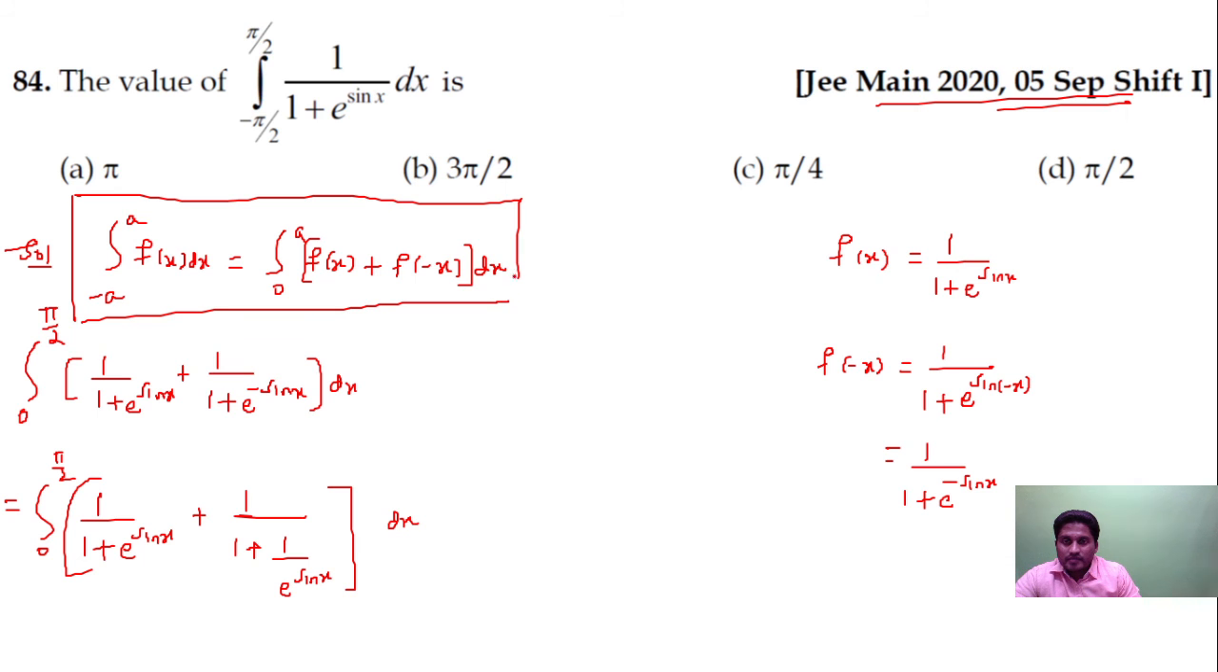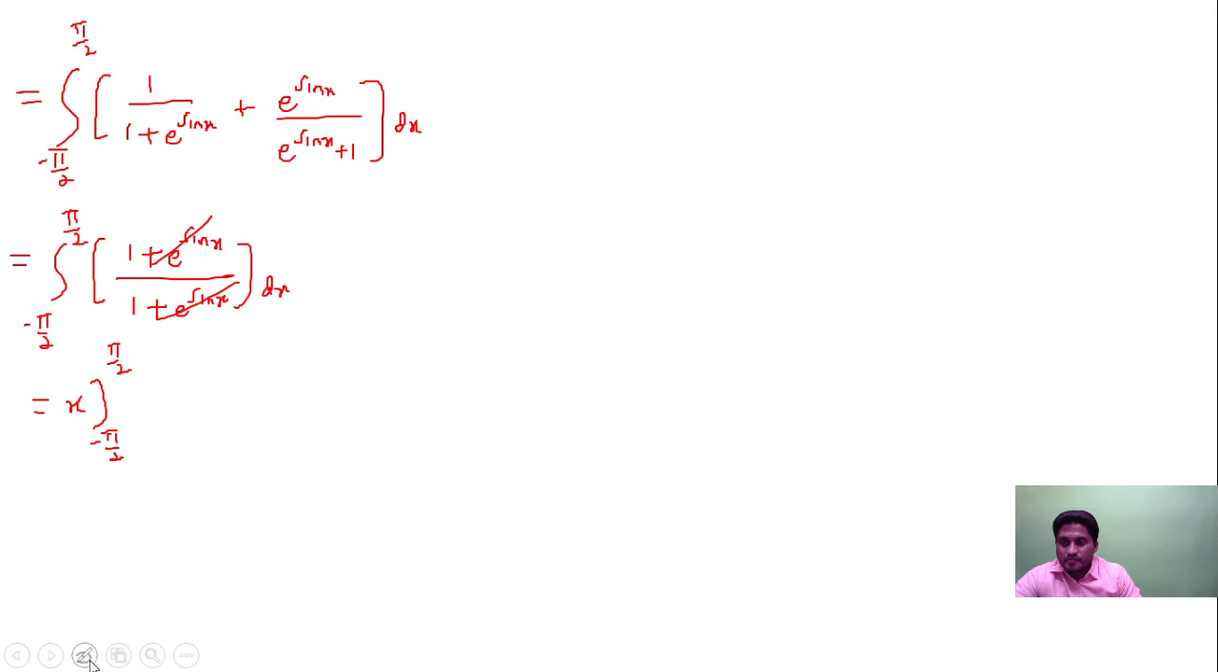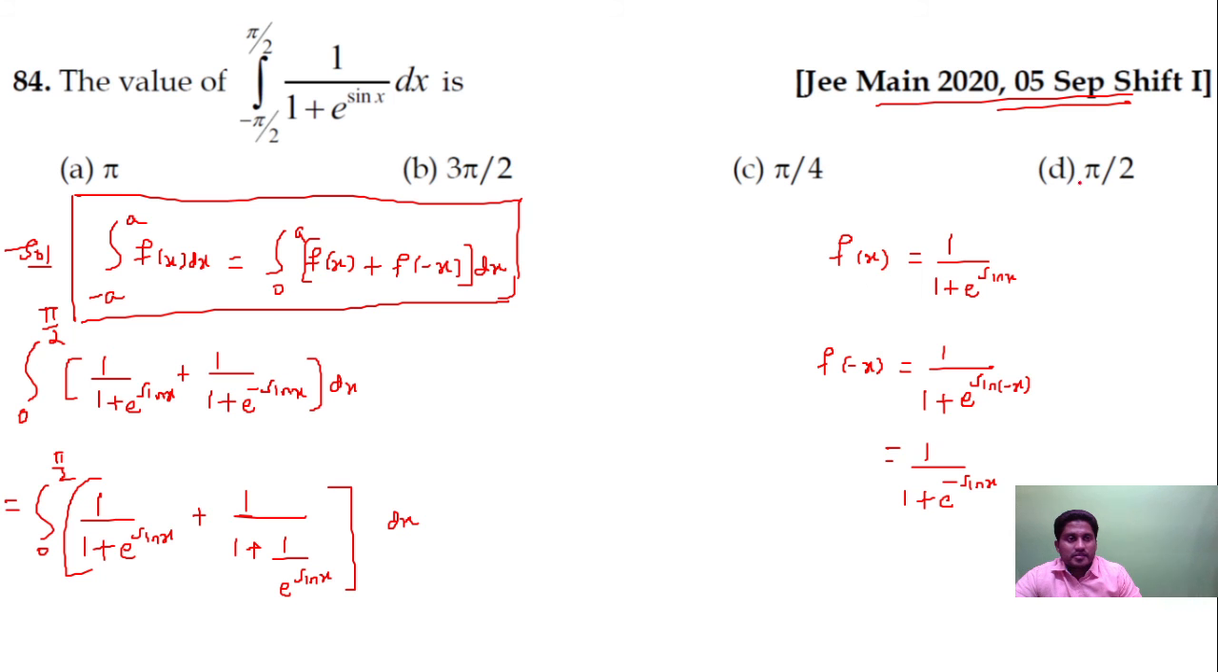Okay, so this is 0 to pi by 2, not minus pi by 2 to plus pi by 2. Even this is 0 to pi by 2, this is also 0 to pi by 2. So answer will be pi by 2. That's the answer, guys. Answer is option D.